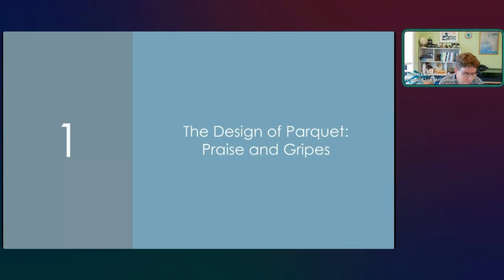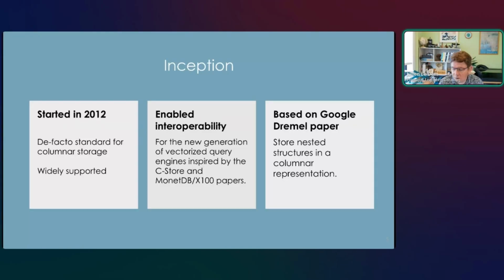So first, to go back a little bit in time and talk a bit about the design. The project was started in 2012. It became the de facto standard for columnar storage. It's widely supported, and it enabled the interoperability for the new generation of vectorized query engines that got inspired by C-Store and MonetDB, the X100 paper. We will talk a bit about that.